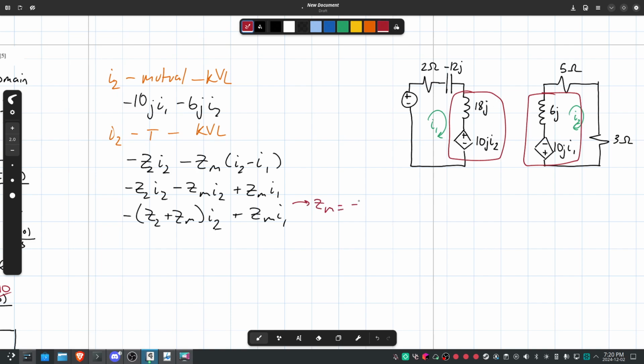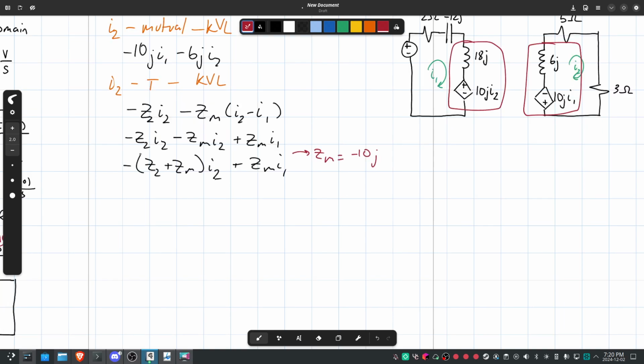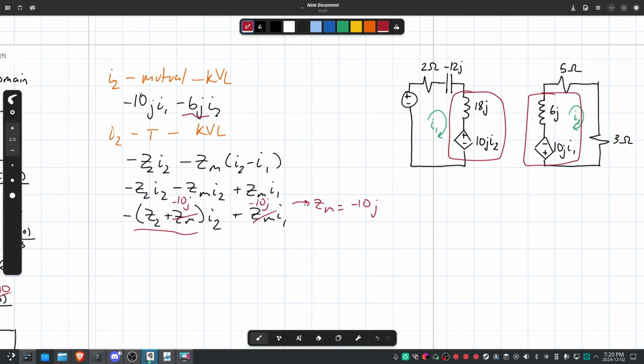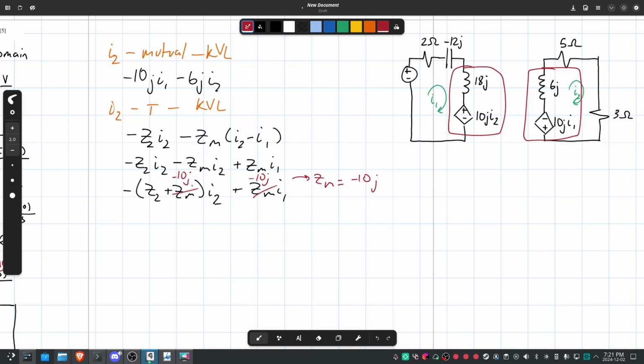ZM is equal to negative 10J. So this is negative 10J. Negative 10J. And this here is supposed to be equal to negative 6. Right? So that's 10, and we're going to need 16. Yes, 16. So Z2 is equal, let me do that in red, 16J. There you go. You just determined Z2.